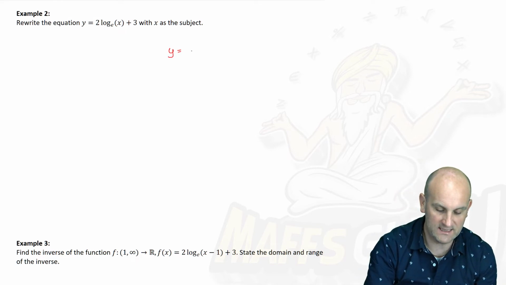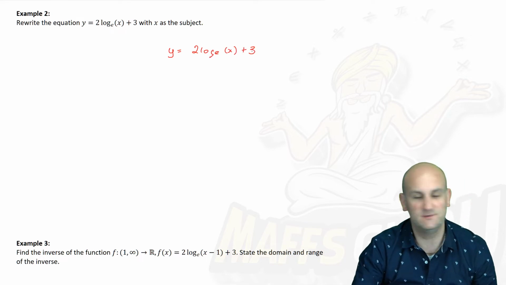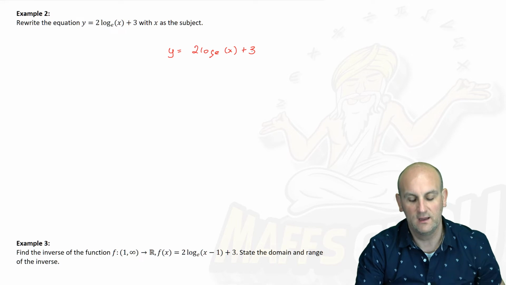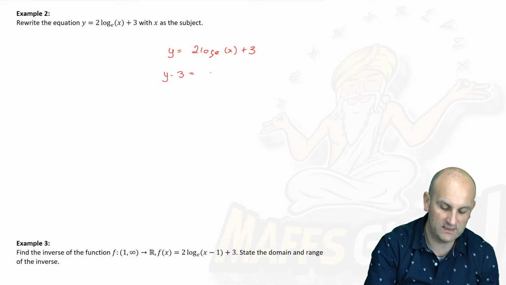So rewrite the equation with x as the subject. Right, so we have y is equal to 2 log e x plus 3. It's not asking me to do the inverse. I don't swap the x's and y's. I'm going to do y minus 3 is equal to 2 log e to the x.